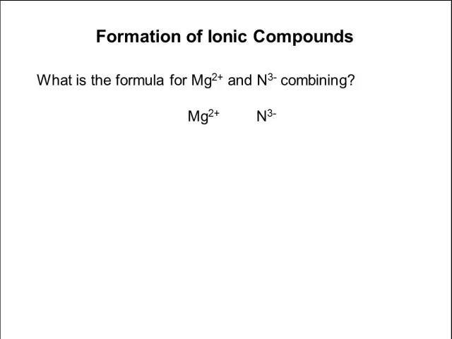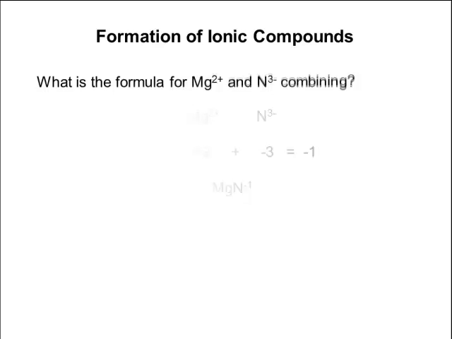Right now, if I look at those, I've got a +2 plus a -3, that's going to equal a -1. Well, if I were to write the formula for this, it'd be MgN with a -1 charge. That's not neutral. It still has a charge. So what do I do? Well, let's add 2 magnesiums to 1 nitrogen. Now I've got a +4 plus a -3. Now I've got a +1 charge. So I'd have Mg2N +1.